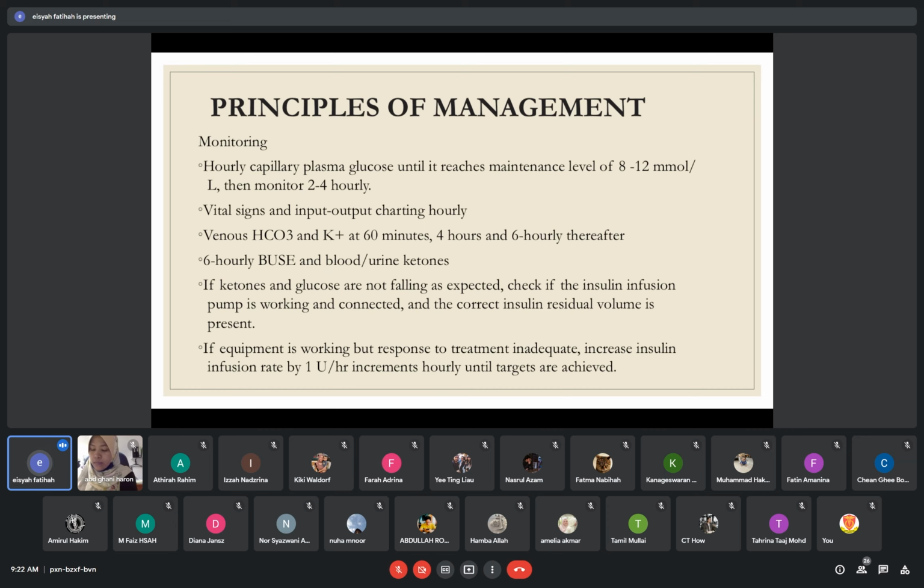Then we can send formal 6 hourly BUSE and blood or urine ketones to monitor the drop and also monitor the electrolytes. If the ketones and glucose are not falling as expected, we need to check the insulin infusion pump, whether it is working and connected, and check the correct insulin residual volume in the pump. And if the equipment is working but the response is still inadequate, we need to increase the insulin infusion rate by 1 unit per hour until the target is achieved.